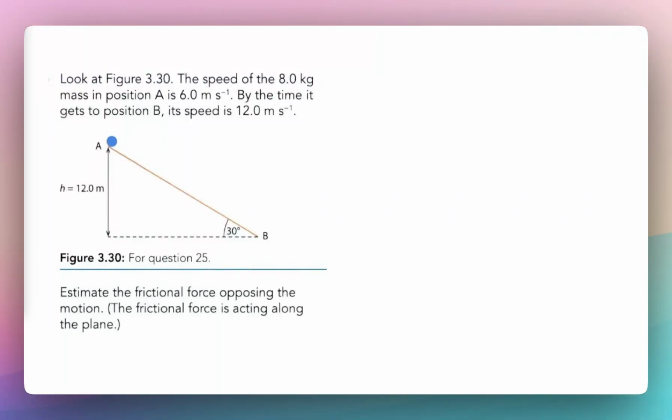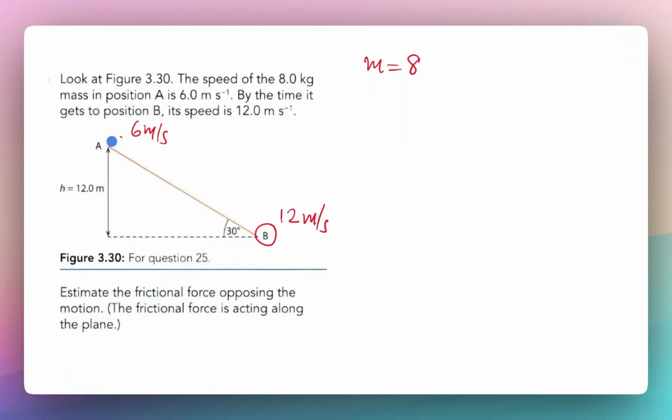So the mass of this ball is given to be 8 kilograms. When the mass is at location A, its speed is 6 meters per second. Okay. And by the time it gets to position B, its speed is 12 meters per second. Estimate the frictional force opposing the motion. Okay.